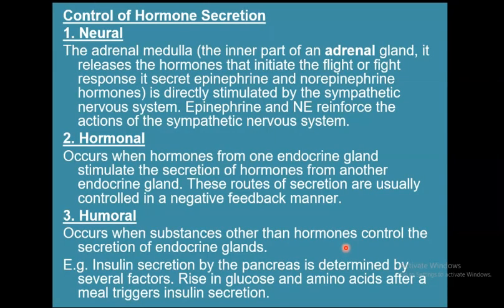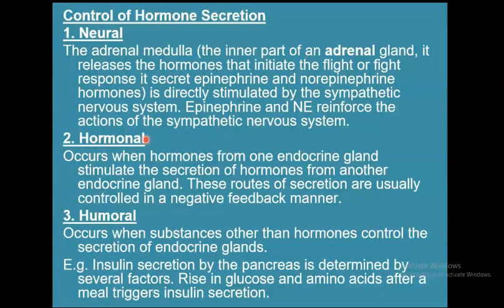Now, control of hormone secretion. What controls the hormone secretion? What stimulates the secretion of hormones? First, neurons. Example, the adrenal medulla, which is the inner part of the adrenal gland, which secretes epinephrine and norepinephrine in a fight or flight situation, as we will see. So neurons control the secretion of some endocrine glands, such as the adrenal medulla.